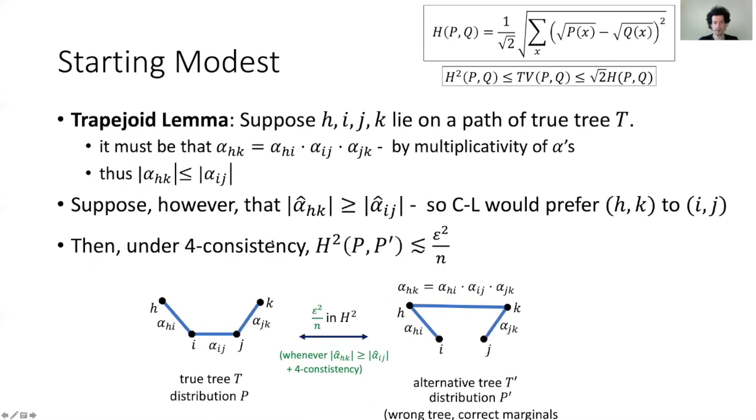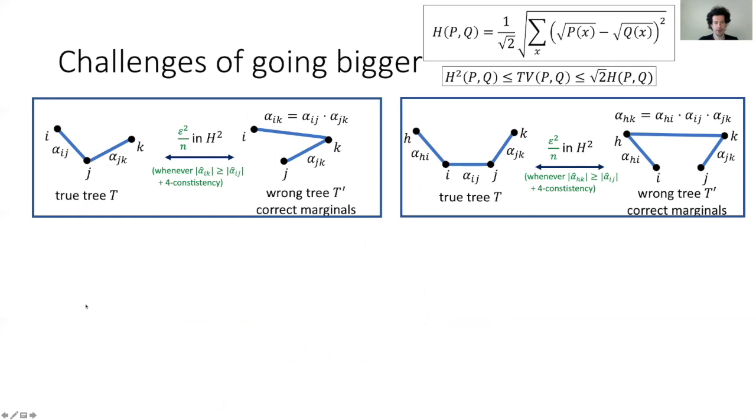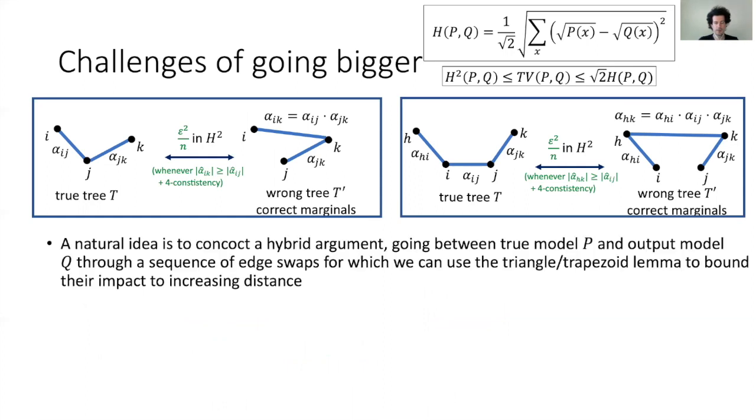We can prove a similar lemma involving four nodes. In particular, if h, i, j, and k are on a path of the true tree, but the Chow-Liu algorithm estimates the covariance between h and k to be larger than that of i and j, then if we compare the true marginal on h, i, j, and k to the distribution that picks the wrong tree and assigns the correct marginals on pairs of nodes on that tree, then those two models must be close to each other. Given these two lemmas, called the triangle lemma and the trapezoid lemma, a very natural idea to complete our proof would be to concoct a hybrid argument that transitions between the true model P and the one output by the Chow-Liu algorithm through a sequence of edge swaps, the impact of each of which can be analyzed using these two lemmas.